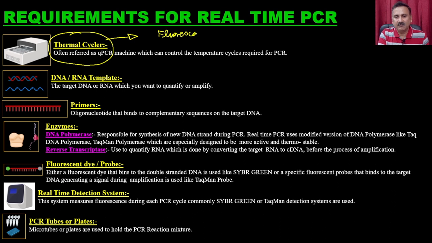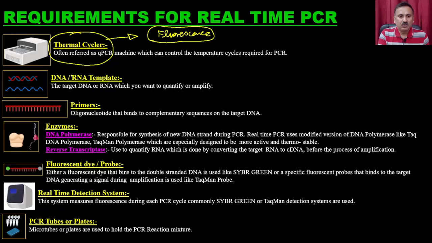So you require a thermal cycler, and you also require a fluorescent measurement system that you can integrate into the machine, so that while it is amplifying the reactions, it can also detect either the SYBR Green method or the TaqMan probe method. Then you require the DNA or RNA as a template, right? Mostly people use RNA as a template because that is the most desirable thing you can do, but you can also use DNA. And the target DNA which you want to quantify or amplify.